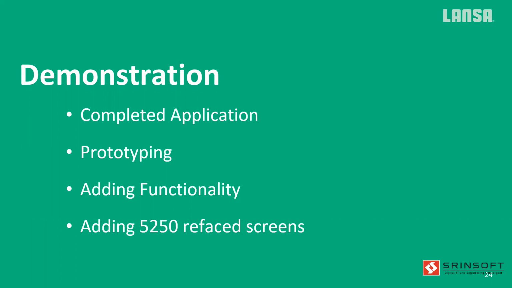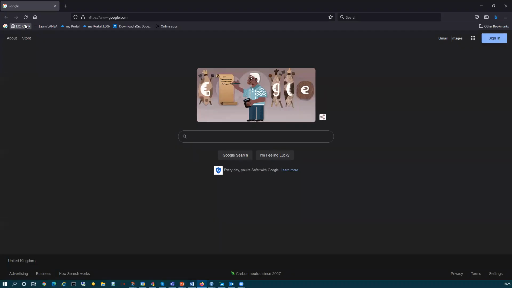And we start by prototyping. We'll prototype the application. Then we'll add functionality using Visual LANSA's wizards to create some basic functionality. And then we'll add in our 5250 Reface Screens using the RAMP tools. So let's start by looking at a sample application.